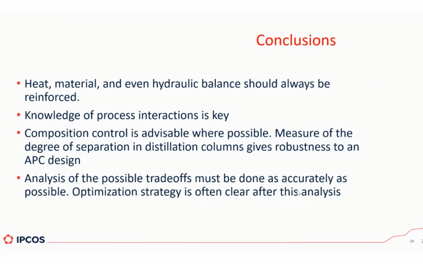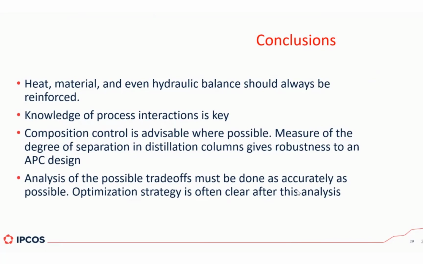Sometimes you don't have analyzers, and then happens what happened to us in that first example in which we had to build a soft sensor. But why did we do that? Because composition control is advisable, right? And sometimes you don't have a temperature that you can just use to guarantee your composition. But as I said also before, a measure of the degree of separation gives robustness to an APC design, in general, to any kind of control.